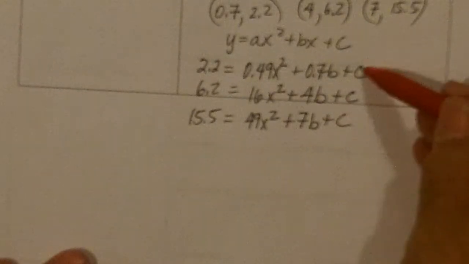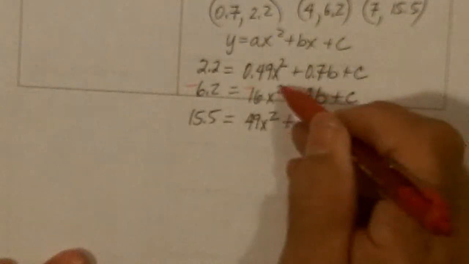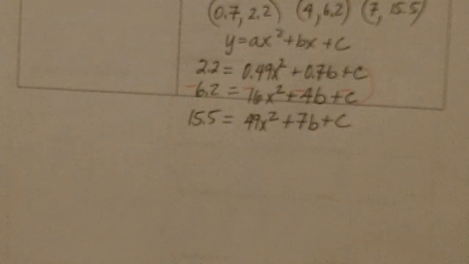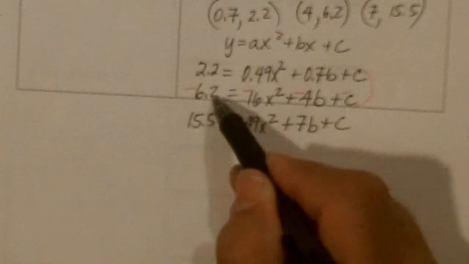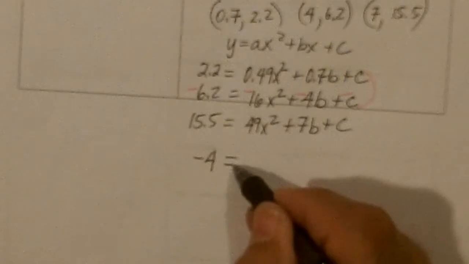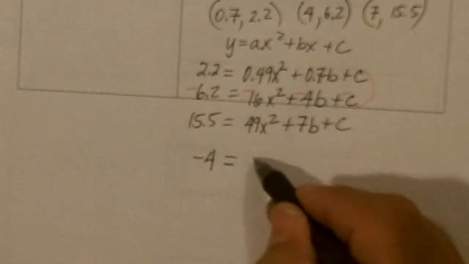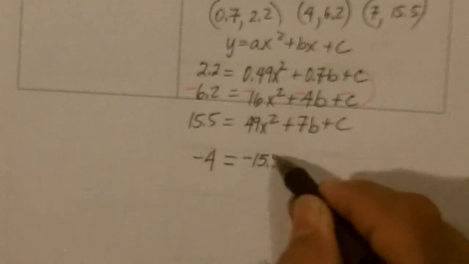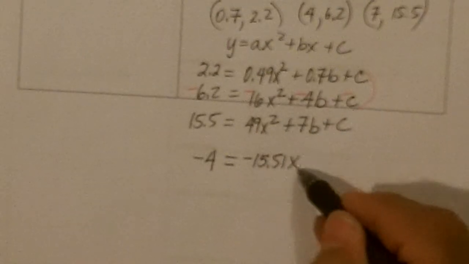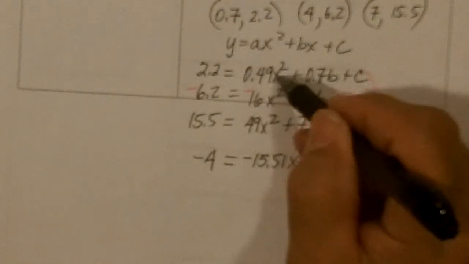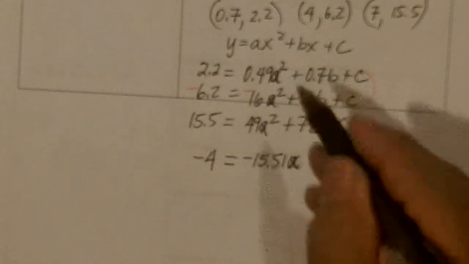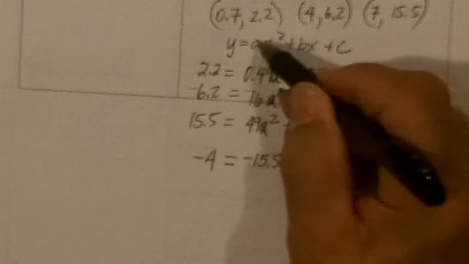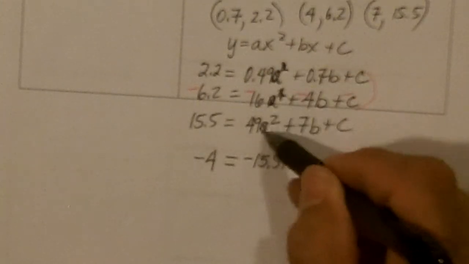Now, this is a lot of work, but I have c's in all 3 of these. If I multiply the middle equation by -1, and then add the top 2, the c's will drop out. So if I add these two, I'll get 2.2 and a -6.2 is -4 equals, if I add these two, I get -15.51 if I add 0.49 to -16. Not x squared, a squared. A, just A, there's no square on it. I put the number in for the x and squared it, it's times A. My bad here, these should be all A's.